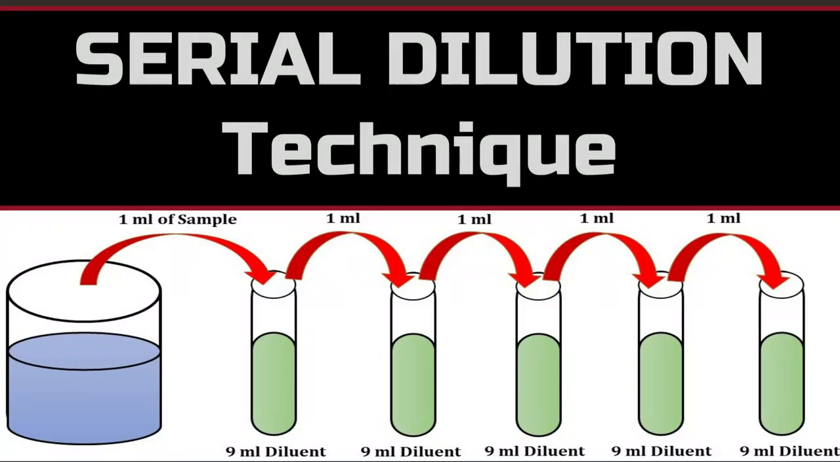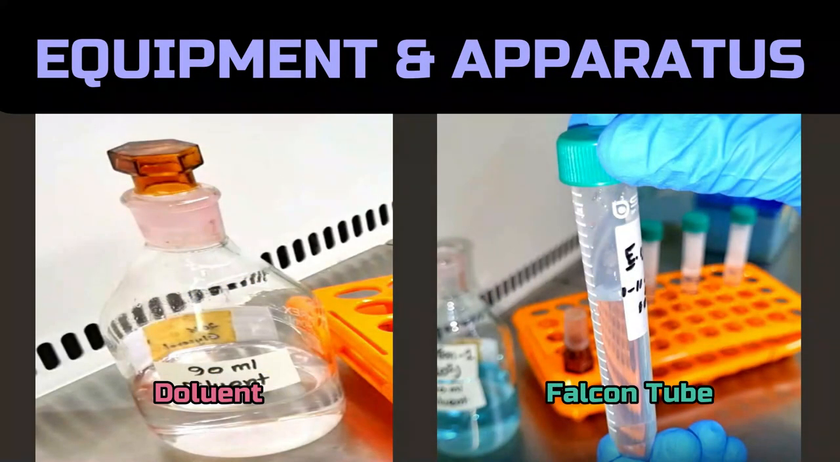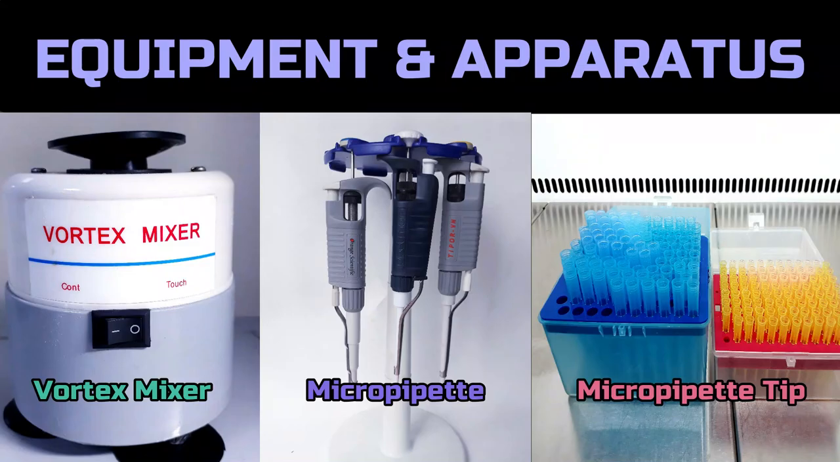Hello viewers, today we will present you the details about the serial dilution technique, which is widely used in the sample preparation of microbiological and chemical analysis. We fragmented the video into three parts. In the first part, we will dilute a sample by serial dilution technique. In the second part, we will perform test of the diluted samples, and the third part is all about the calculation. For this technique, we need appropriate diluent, Falcon tube, vortex mixture, and micropipette with tips.